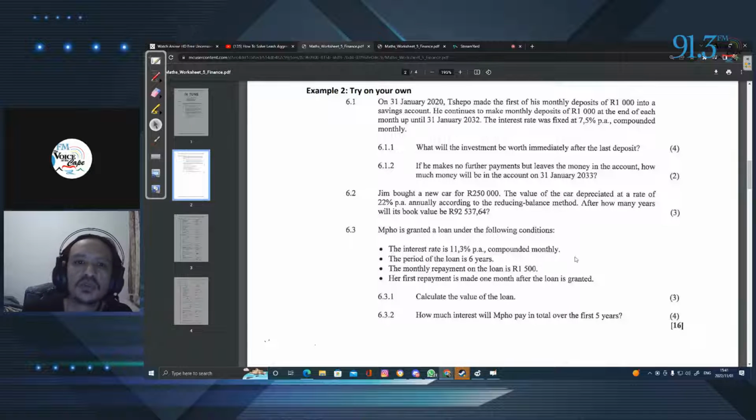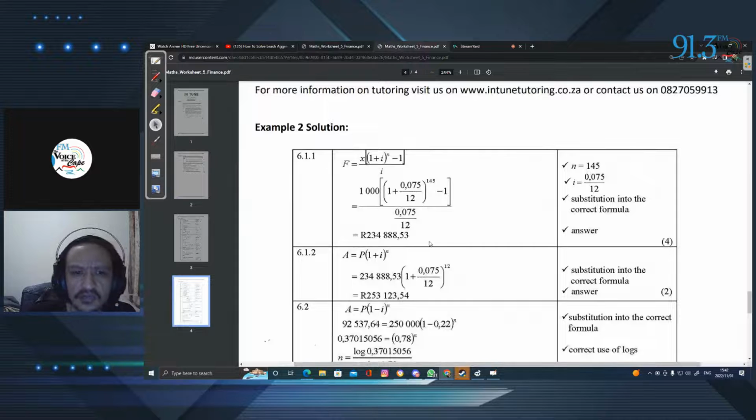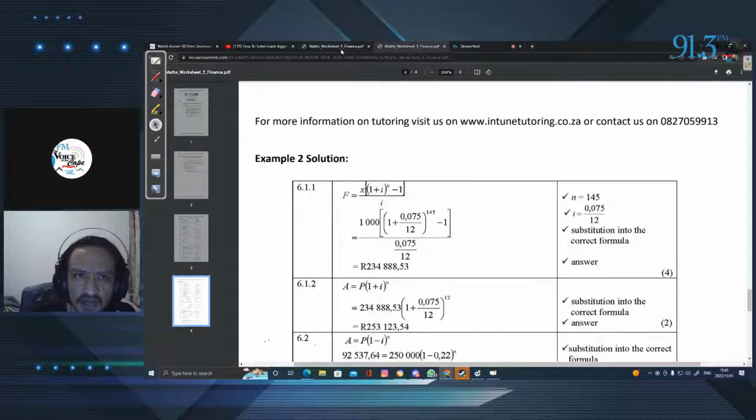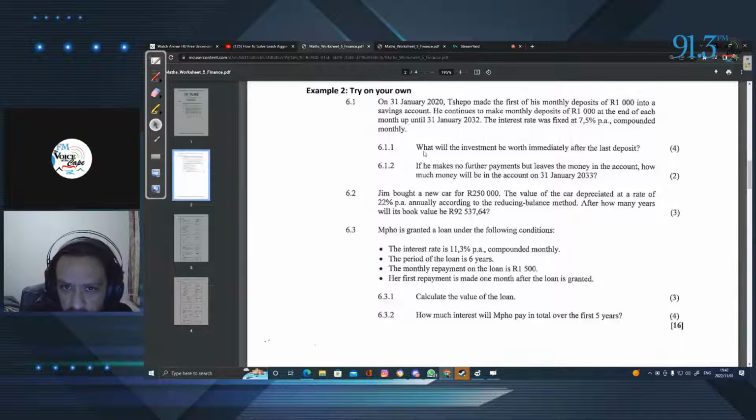Okay, so 6.1.2. If he makes no further payments but leaves the money in the account, how much money will be in the account on the 31st of January 2033? And this is for 2 marks. Okay, so he makes no further payments but leaves the money in the account. Let's take a look, right? Because we're just going to go ahead and use the compound interest value. So we take this value over here, which we calculated, then what the investment is worth.